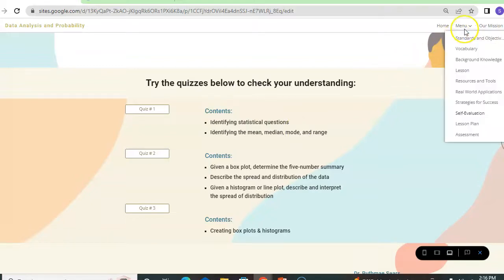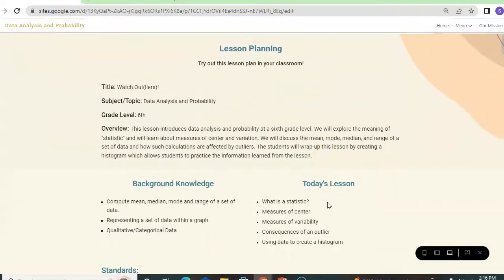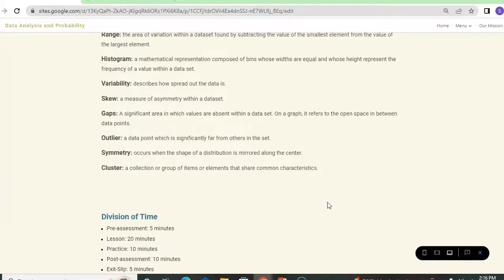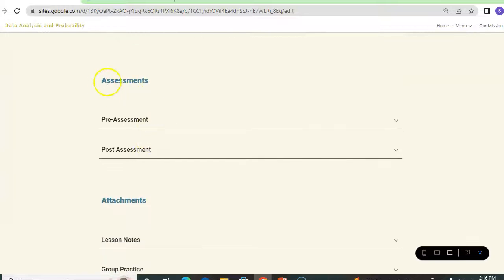If you are a teacher who is interested in finding a lesson plan for data analysis and probability, check out the lesson plan page. Here you will find a lesson plan that touches on the standards that we mentioned, and also be sure to check out the assessments and attachments at the bottom of the page. They are written in blue.